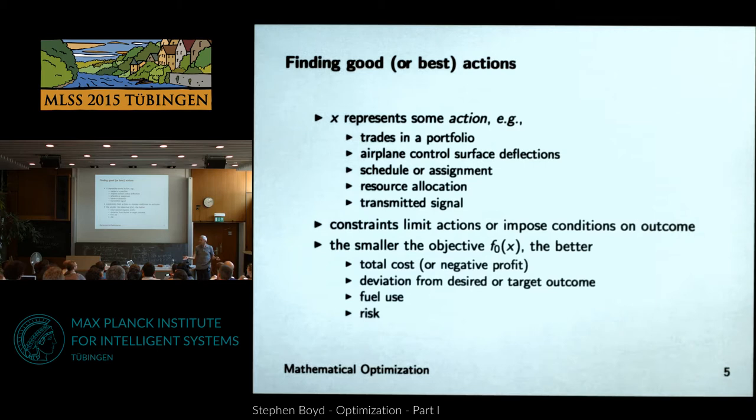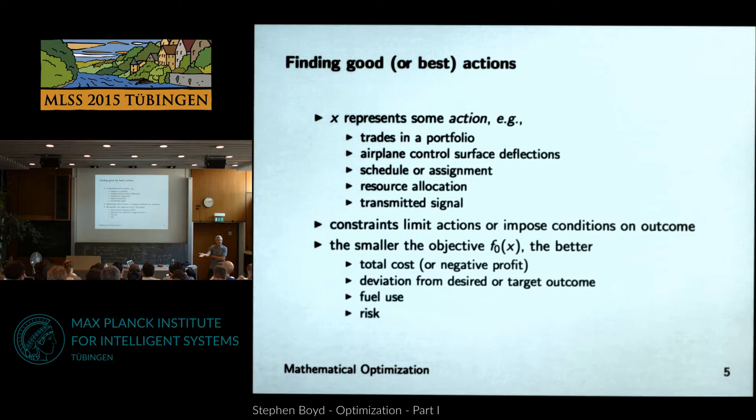I mean, obviously, right? Meanwhile, the objective is something for which the smaller it is, the better, the happier you are. And this could be something like total cost or negative profit in finance or in some business setting. It could be a deviation from a desired or target outcome. So you might have some desired trajectory you want to follow, say for an airplane, and this could be a deviation from that trajectory. And the closer you are to that trajectory, the better you are.